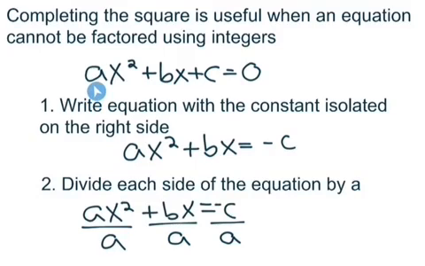So let's say you have the following quadratic equation and you try to factor it using the factoring method and you were not able to do so. You may try this method of completing the square to find the solutions. First, we're going to write an equation with the constant isolated on the right side. So you take your quadratic equation and you move the constant over to the right side. Then you're going to divide each side of the equation by a, which is the coefficient that comes in front of the x squared. So bring that a and divide everything by it.